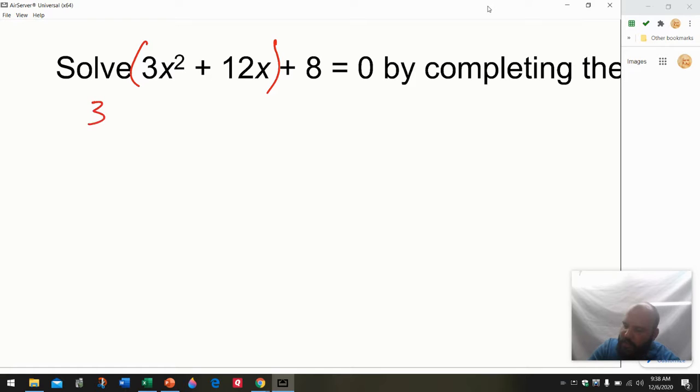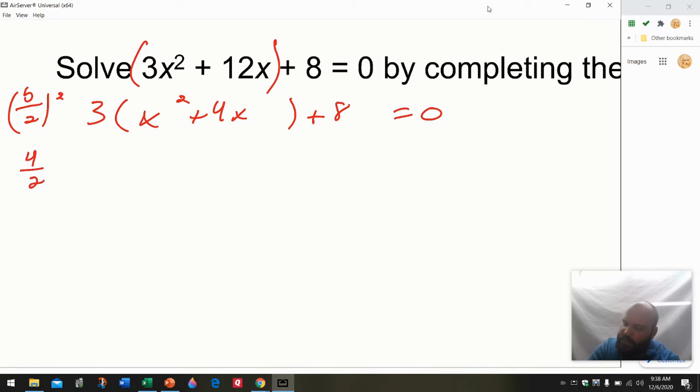So we got to take the 3 out. And we're left with x squared plus 4x. Leave a space. I'm going to write my plus 8. I'm going to leave another space. Okay. So now what we need to do is the b over 2, the quantity squared. The b that we're going to use is the new b. It cannot be the old b. So that becomes 2 squared, which is 4. So remember, I'm going to write plus 4 here.